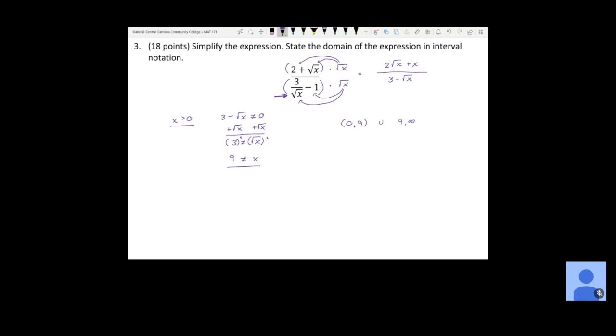And then for the other one now, from 9 to infinity, same thing. I don't want to include my 9. And then infinity always gets a parenthesis, right? So then our simplified expression would be right up here. That's the first part of our question. And then the domain would be right here. So those are the two things I'd be looking for on this one.